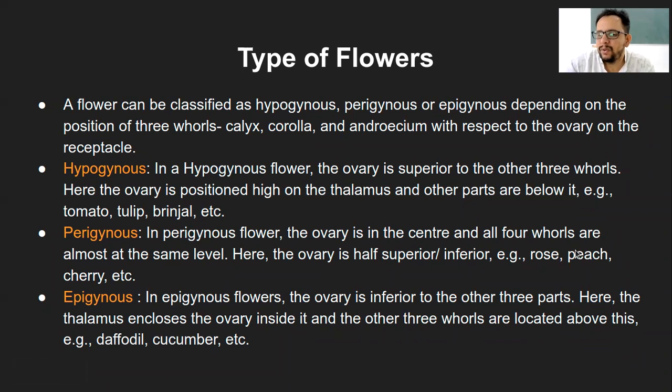Perigynous, again, rose, peach, and cherry are the different examples where the floral parts are surrounding the berry, that is the fruit or the ovary part.